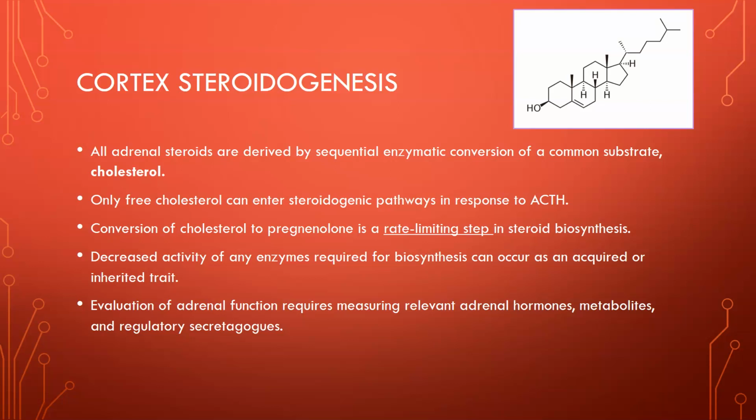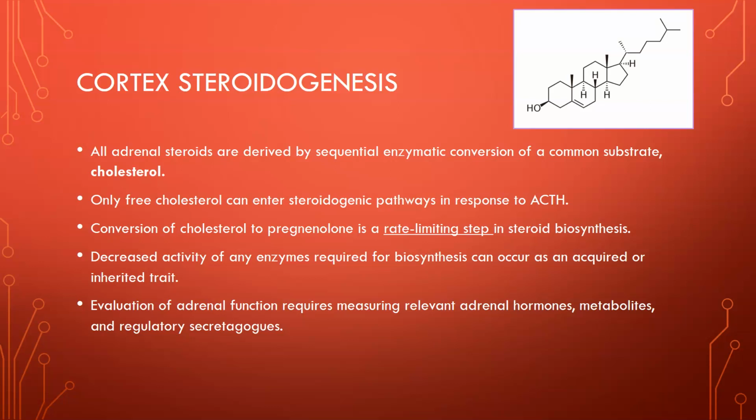The conversion of cholesterol to pregnenolone is a rate-limiting step in steroid biosynthesis. So basically, you can only produce as much steroid-type hormones as you can produce pregnenolone, right? As long as you can convert cholesterol to pregnenolone, then from pregnenolone, you can produce a lot of the other steroids. A decreased activity of any of the enzymes in these pathways can occur as an acquired or an inherited trait, so you can have problems manufacturing some of these steroid hormones.